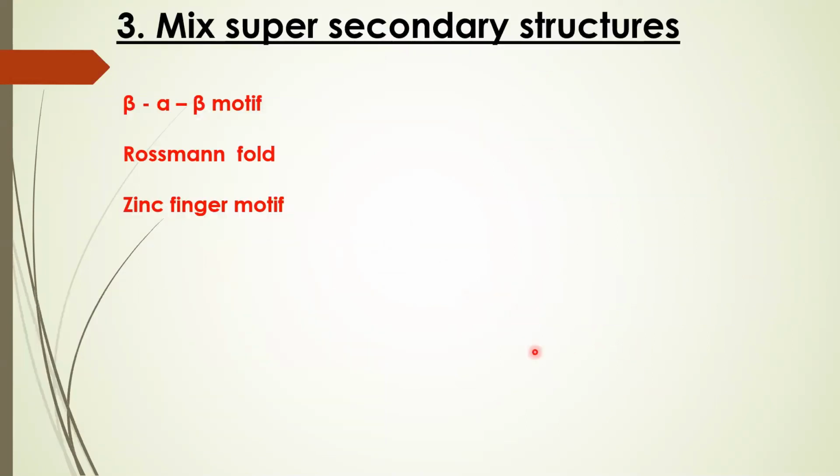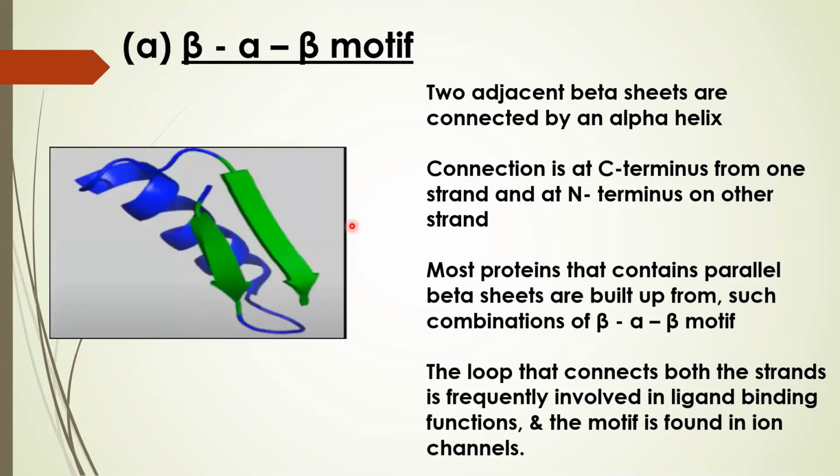Now talking about mixed supersecondary structures, beta-alpha-beta motif, Rossmann fold, and zinc finger motif are some of the examples of it. Beta-alpha-beta motif. Two adjacent beta strands are connected by an alpha helix. So beta and beta are connected by alpha. Connection is at the C terminus from one strand and at the N terminus on another strand. Most proteins that contain parallel beta sheets are built up from such combinations of beta-alpha-beta motifs. The loop that connects both the strands is frequently involved in ligand binding functions and the motif is found in ion channels.